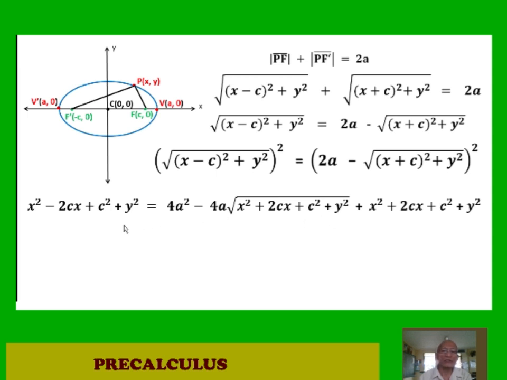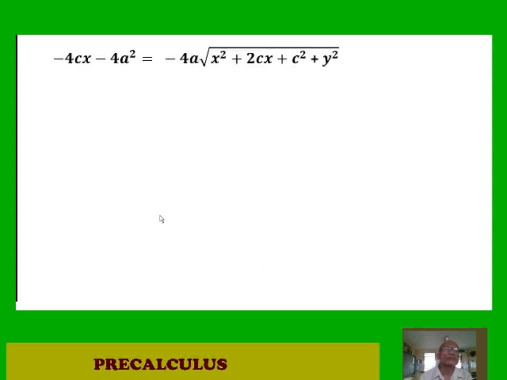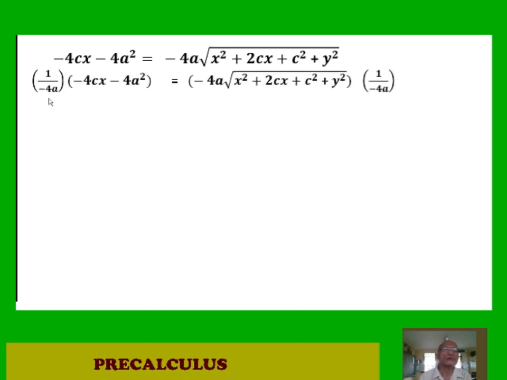Cancel out what is common to both sides of the equation to simplify, and transfer positive 2cx to the left, where it becomes negative. This term 4a squared transferred to the left becomes negative. So we have only one square root symbol at the right side. Multiply the whole equation by a common factor, 1 over negative 4a, to simplify what is common to both sides.